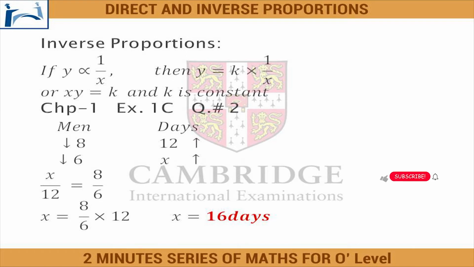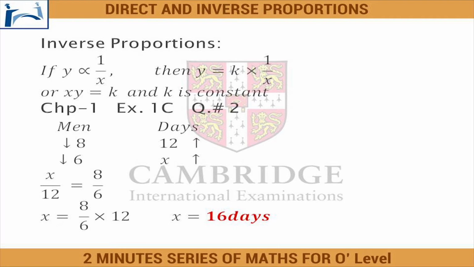In inverse proportion, two variables are linked in this way. When one is going up, the other is going down. When one is going down, the other is going up. And we express it: y is directly proportional to 1 over x, then y equals k over x, where k is the constant of proportionality.